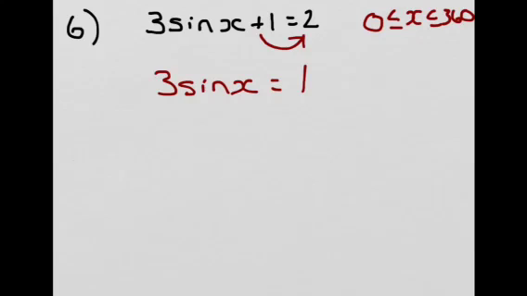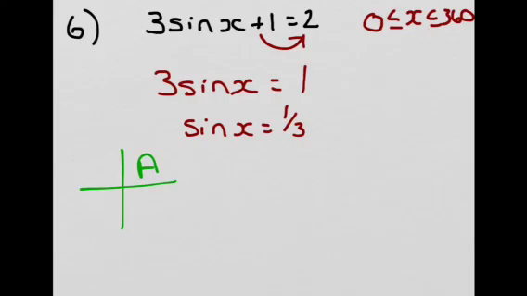So I've got 3 sin x, I need to find out the value of sin x. So we divide by 3. So sin x is equal to 1 over 3. So what this is telling me is that my function of sine is positive, so I can draw my CAST diagram.